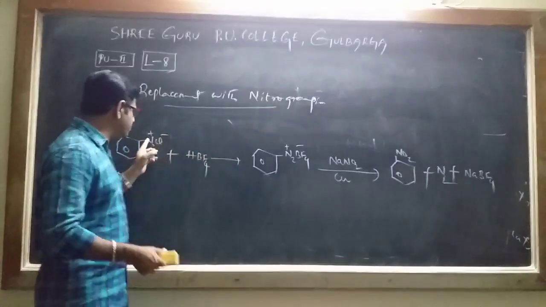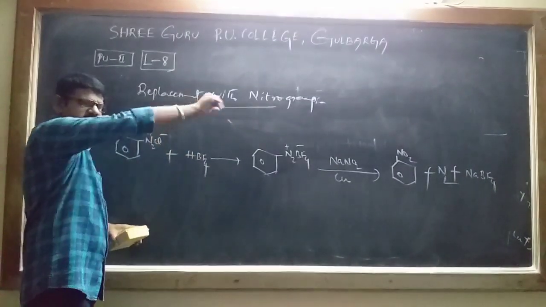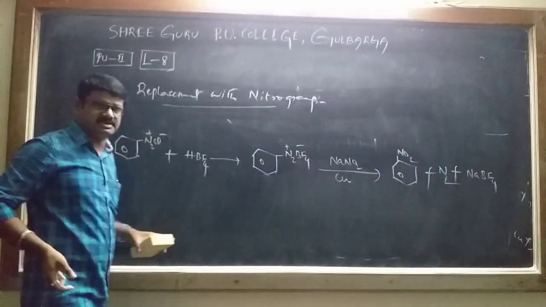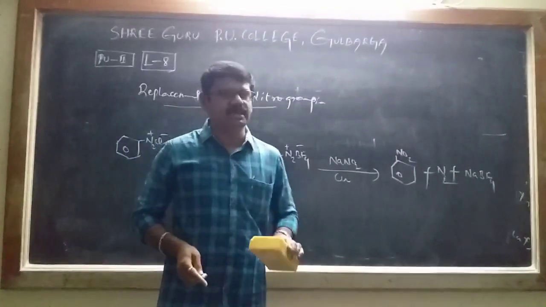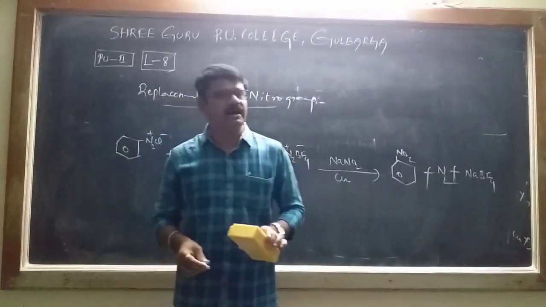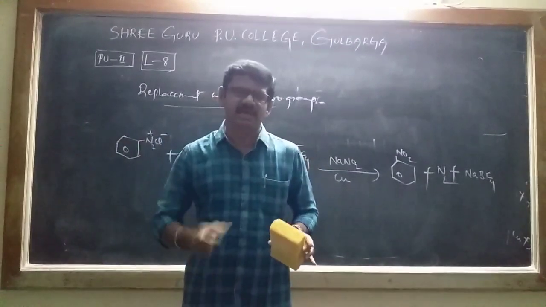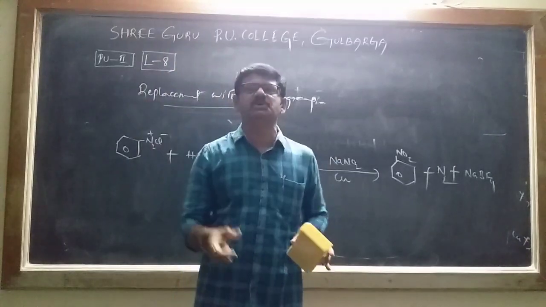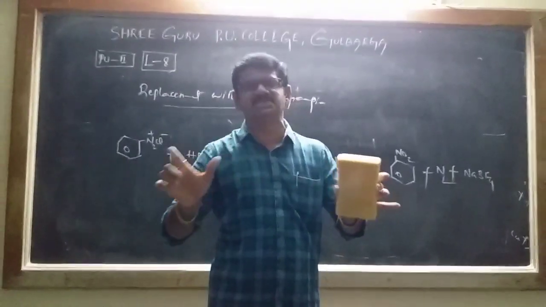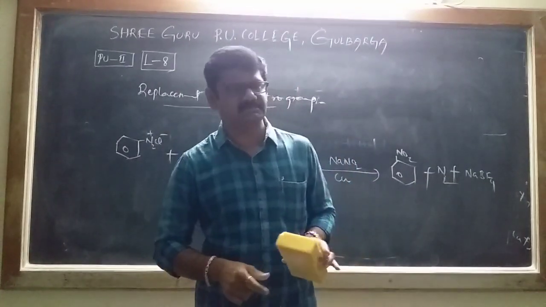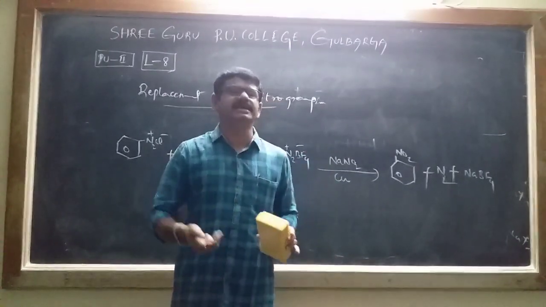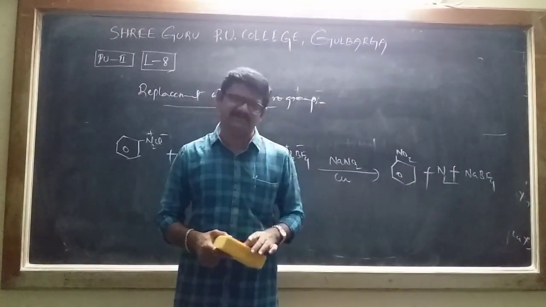Right. This is the replacement with the nitro group. Means the diazo group is removed, and in place of the diazo group, the NO2 group has substituted. These are the displacement of diazo group reactions. Means in all these cases, N2 we have removed, and in place of N2, another group has substituted. Displacement reactions.